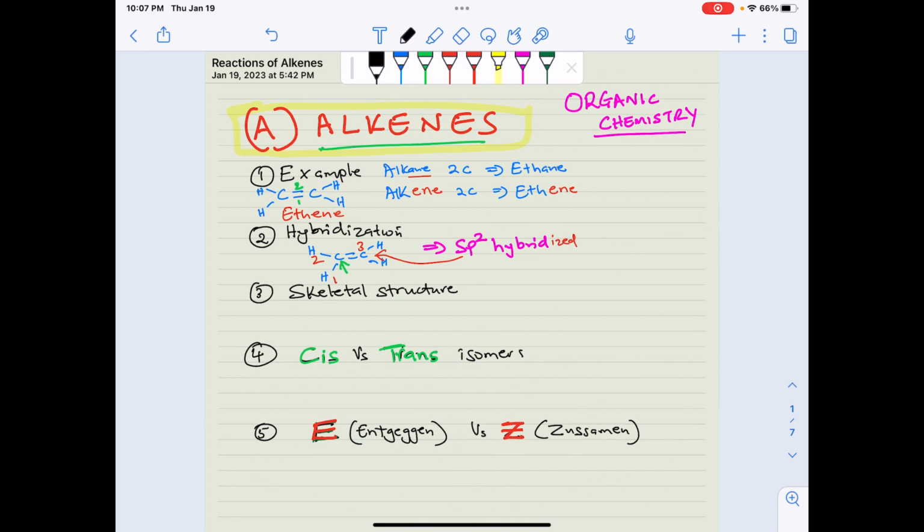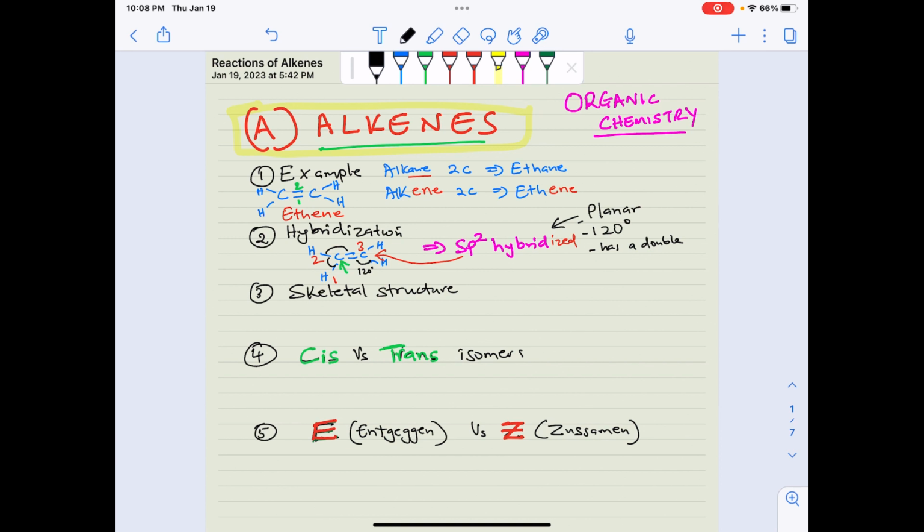For something to be sp2 hybridized, it means its geometry is flat, so we say planar, and the bond angle is 120 degrees. So that means this angle here and this angle are 120 degrees, and it contains a double bond. So if a carbon has 1 double bond, it will be sp2 hybridized. So alkene carbons, the double bond carbons, are sp2 hybridized.